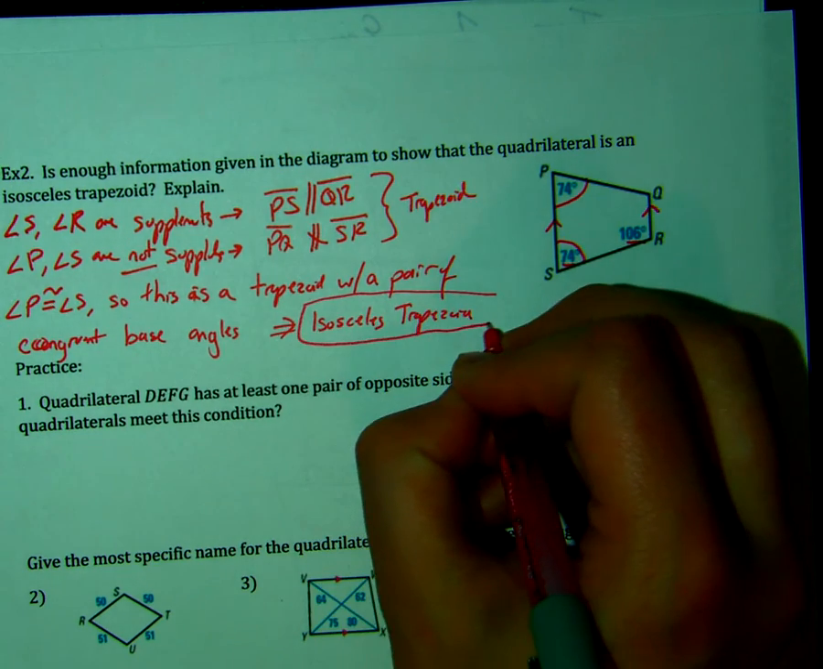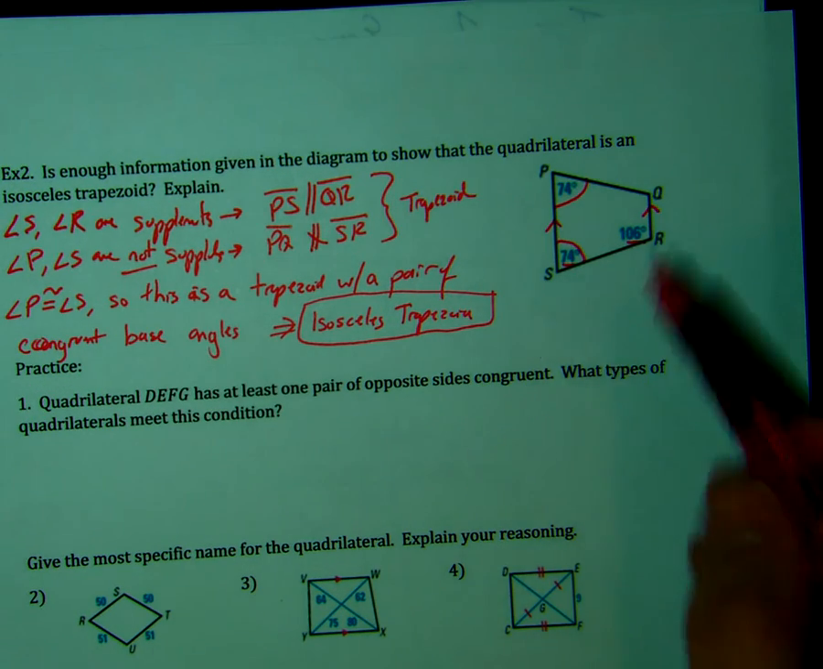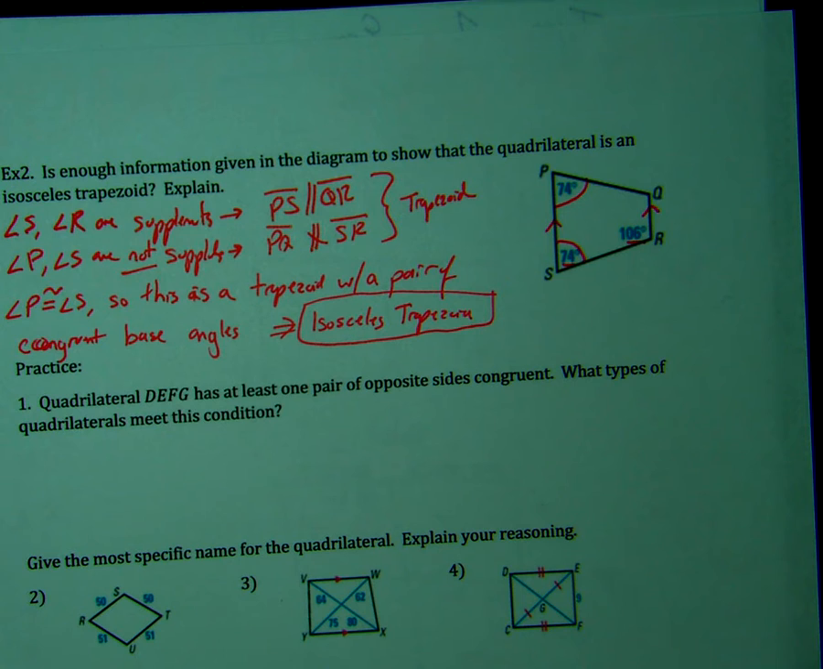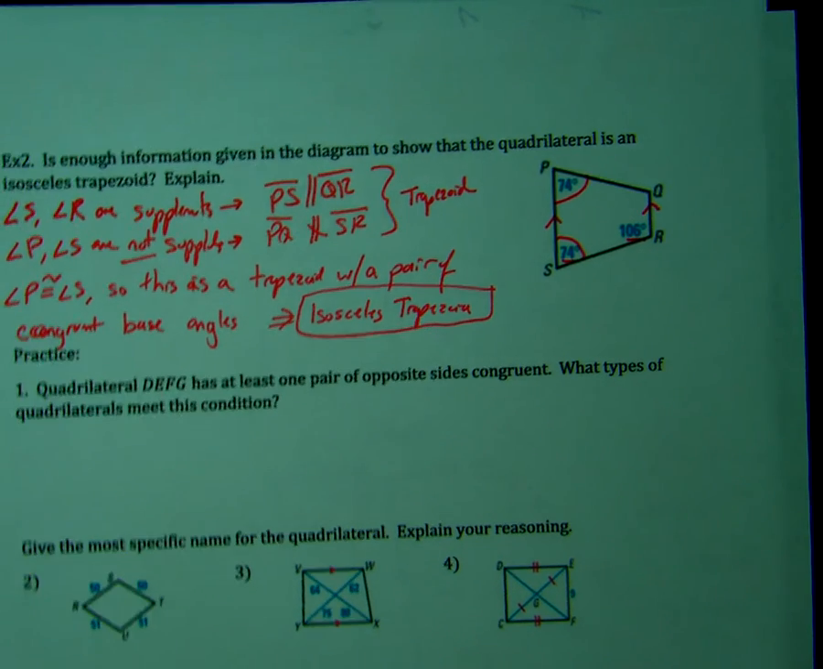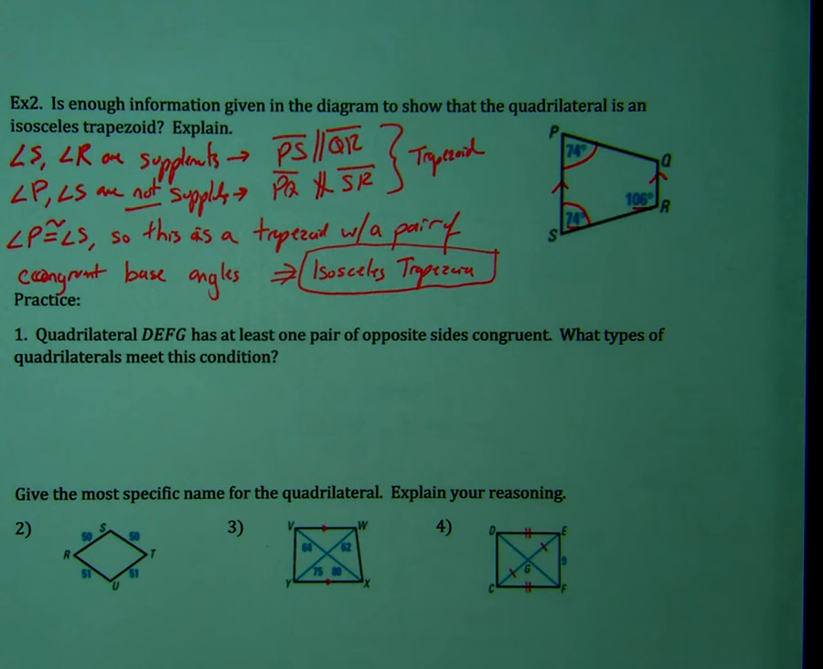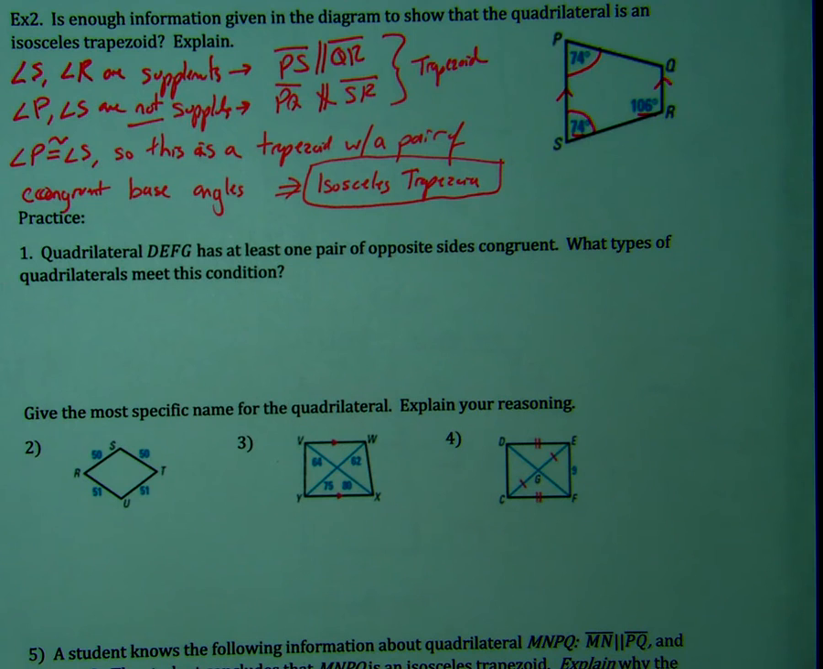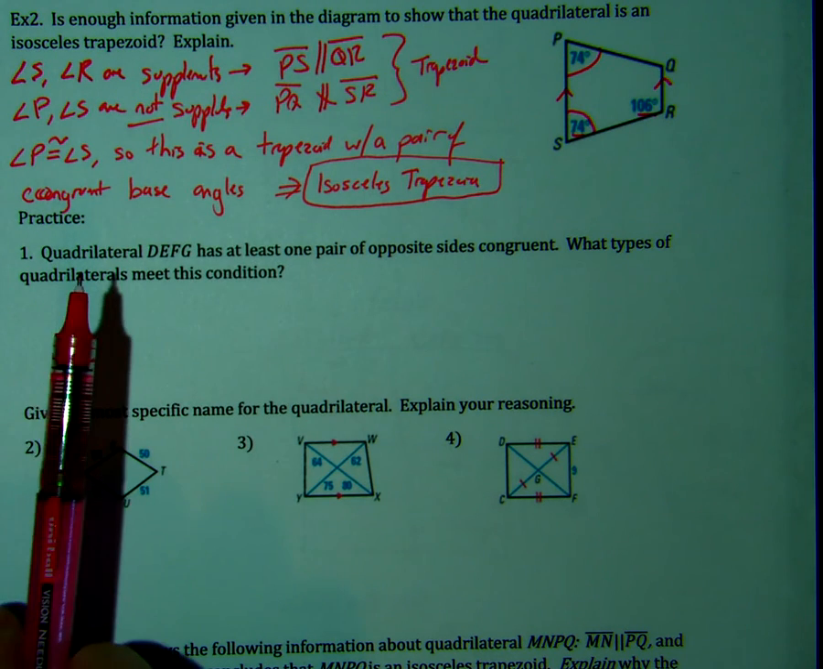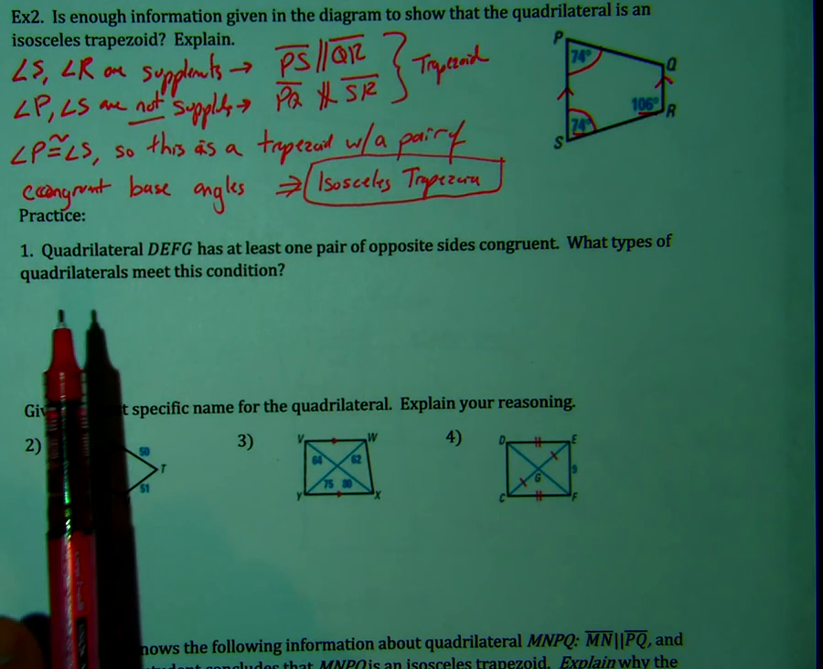All right, so we talked about this the other day. That's sufficient to prove it. If you did the whole add these angles up to 360, you could find that this is 106 as well, so it has both pairs. But as long as you know it's a trapezoid, just knowing one pair of congruent base angles is sufficient there. All right, so typical thing, pause this, try it on your own, come on back.